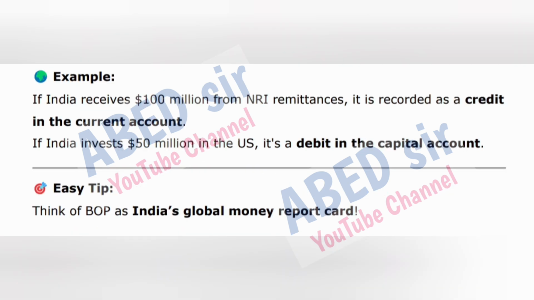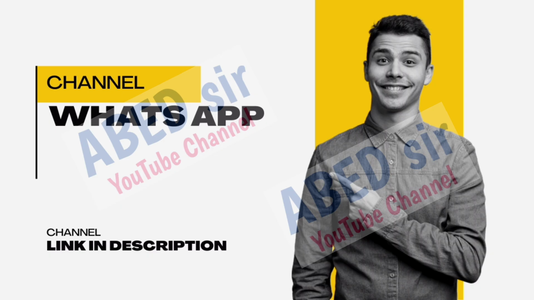Example: if India receives $100 million from NRI remittances, it is recorded as a credit in the current account. If India invests $50 million in the US, it's a debit in the capital account. Easy tip. Think of BOP as India's global money report card. Next important short question is: 3.